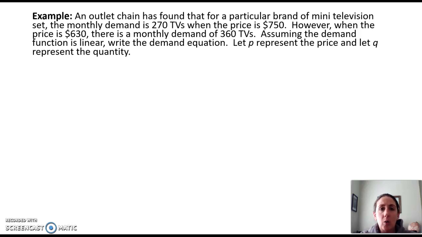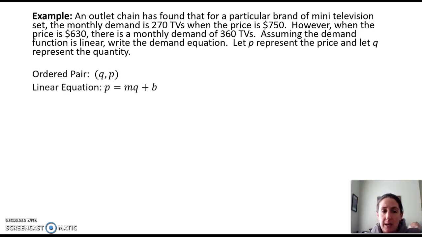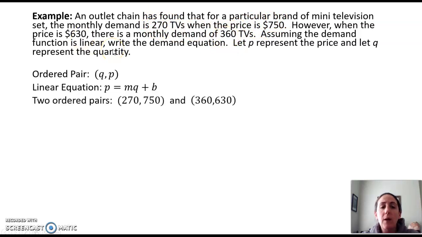Now think about it. Our ordered pairs were x comma y, but here, since x is represented by q and y is represented by p, our ordered pair is going to be q comma p. And so our line will be, again, p equals mq plus b. Now we have two ordered pairs hidden in here, quantity comma price and quantity comma price. And so what this is just asking you to find is the equation of the line given 2 points.